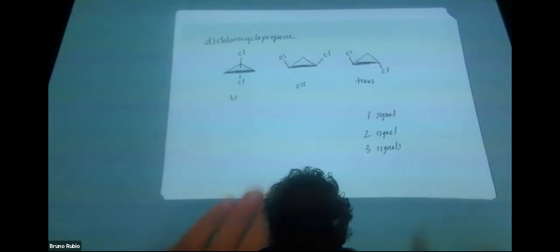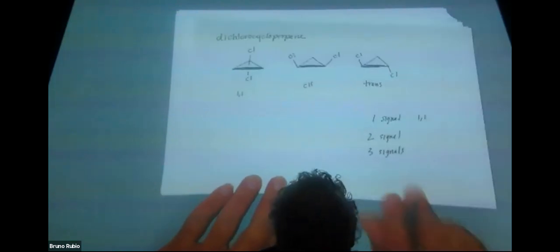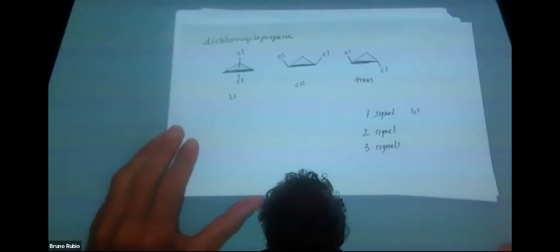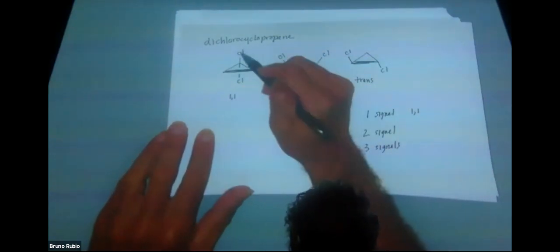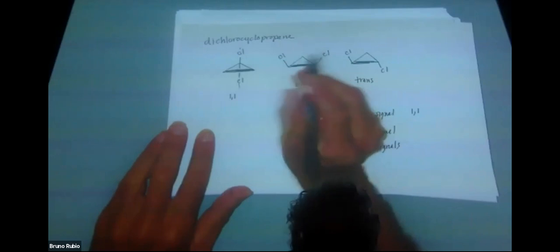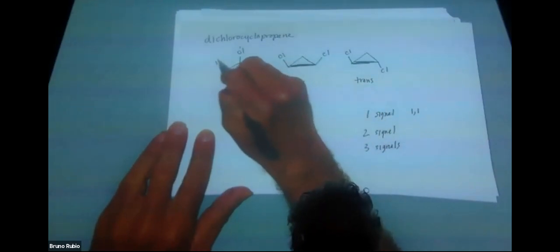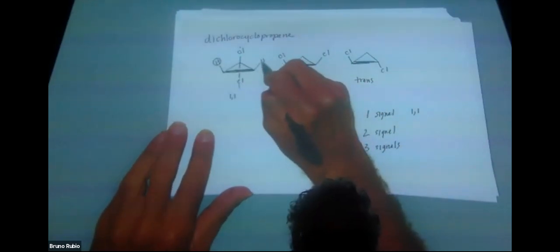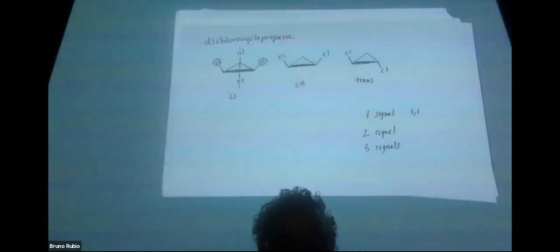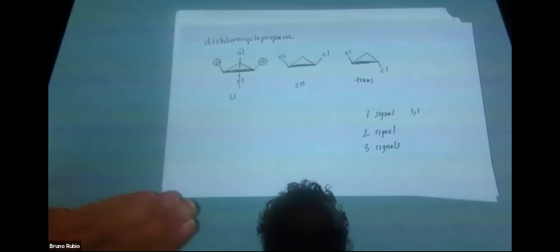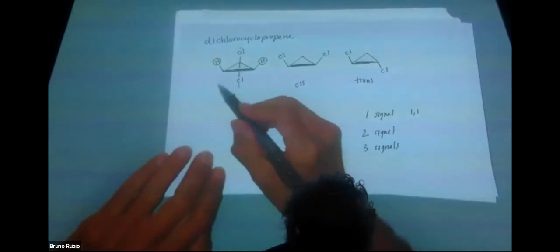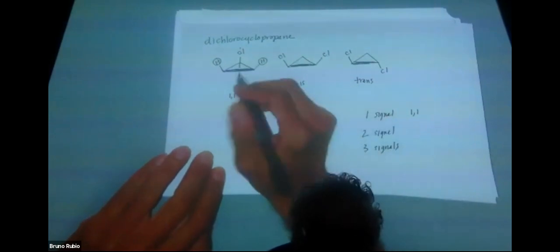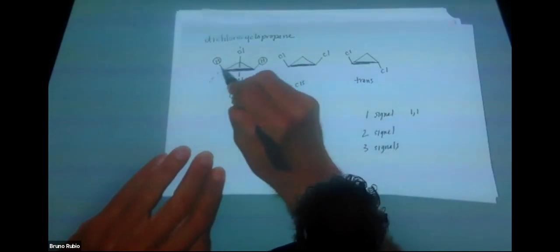Okay, one signal, that's going to be the 1,1. We're looking at symmetry. The 1,1 has a plane of symmetry that says the left is the mirror image of the right, so circle proton is symmetry related to circle proton. But this molecule also has a second plane of symmetry that says the top is the mirror image of the bottom.